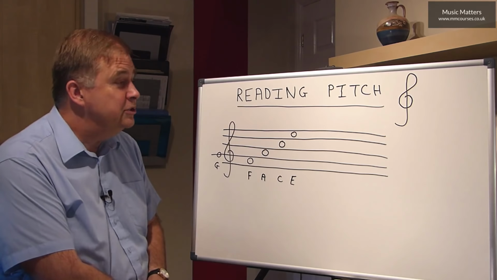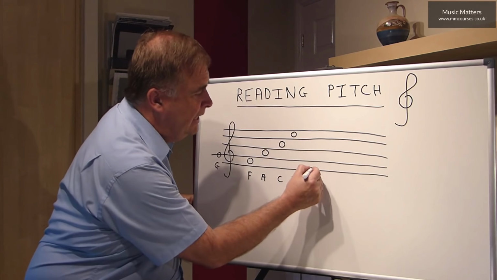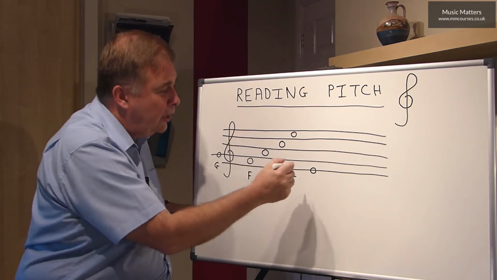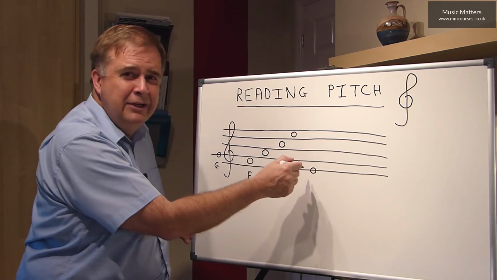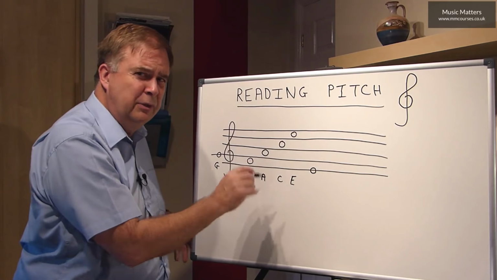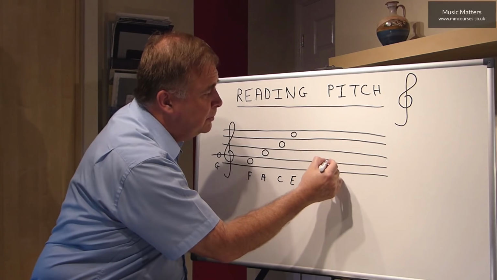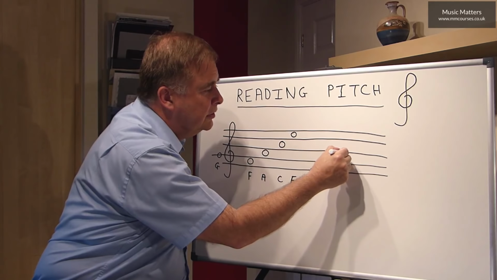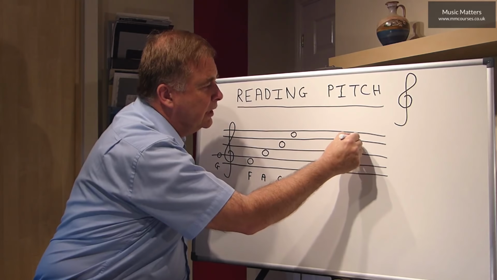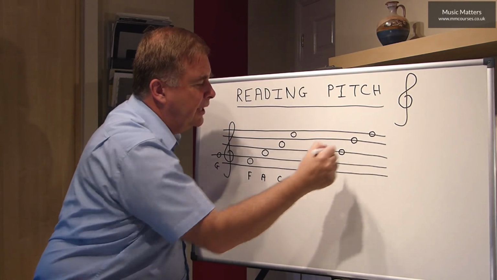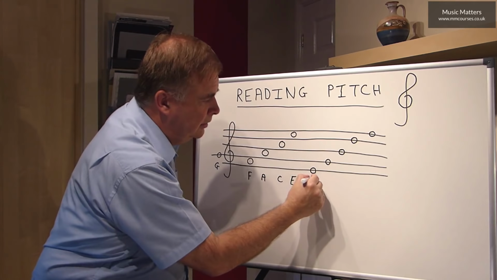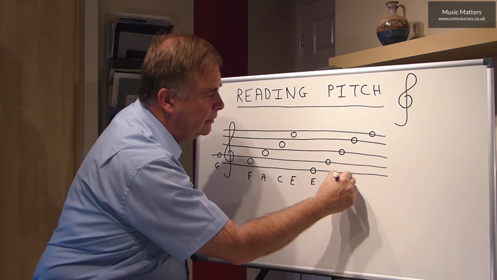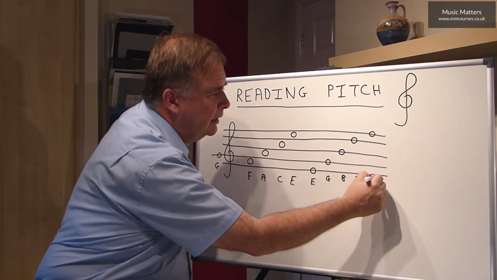Let's now think about the notes on the line. So here's the bottom line. You see, I'm just trying to write a note that sits exactly around that bottom line. So we're very clear it's a note on a line and we're not confused about whether it's a line or a space. There's the bottom line. Here's the second line, the third line, the fourth line, and the fifth line. And these notes are E, G, B, D, and F.